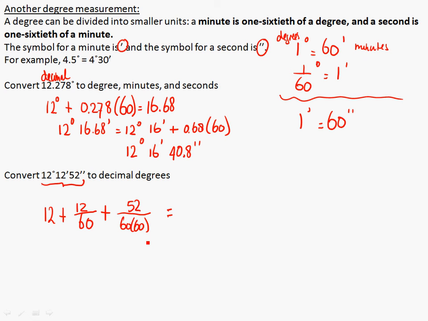And so this one ends up being 12.2144 repeating. 2, 1, 4, and we can show repeating. So that's the decimal equivalent of what was given to us there.